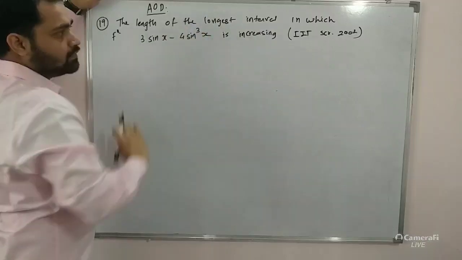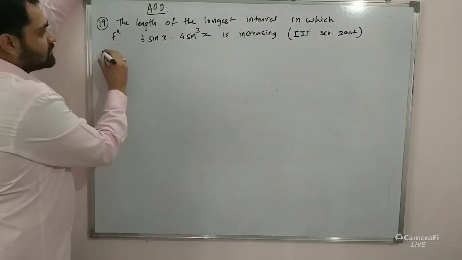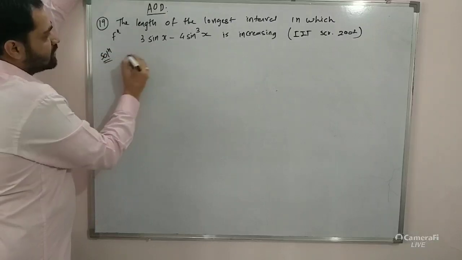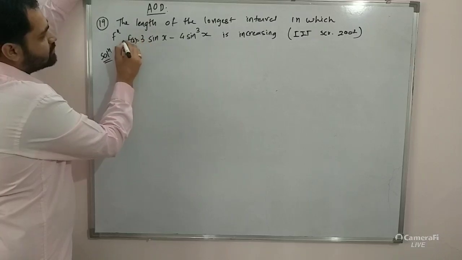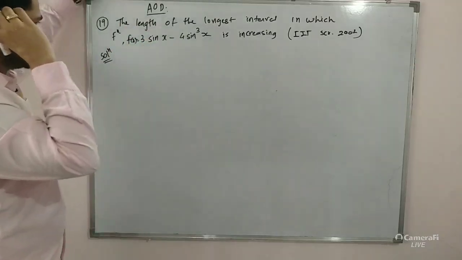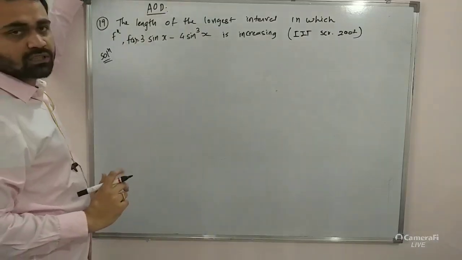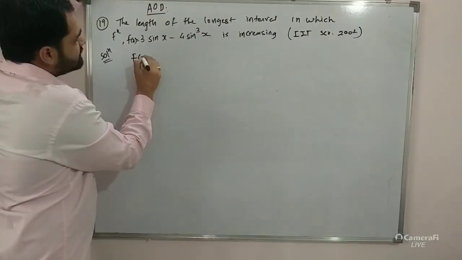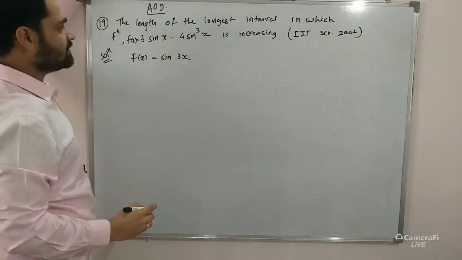in which this function will be increasing. Now let's start the solution of this question. So function of x is given, we can write like this, f of x is equal to this one. So this is the expansion of sin 3x, or not? It means f of x is directly given as sin 3x.